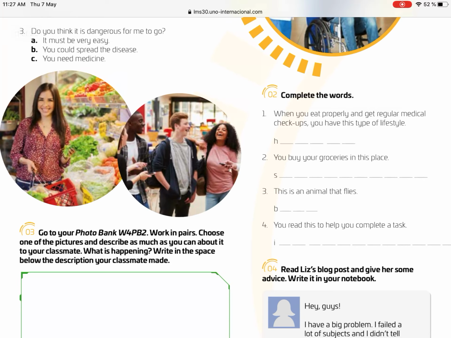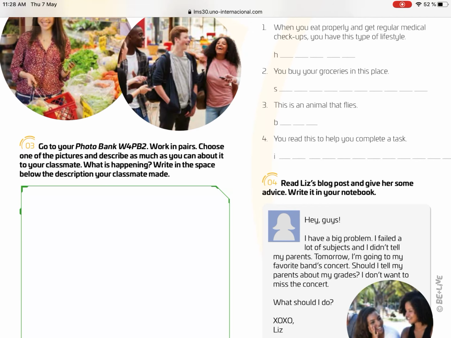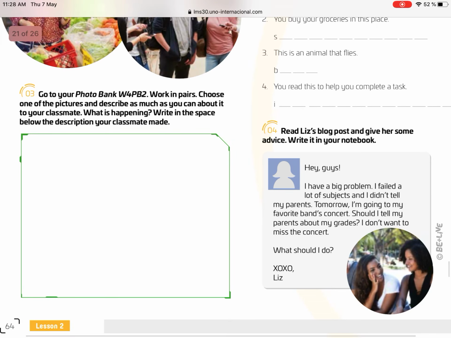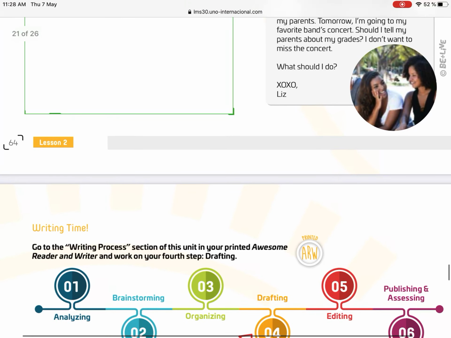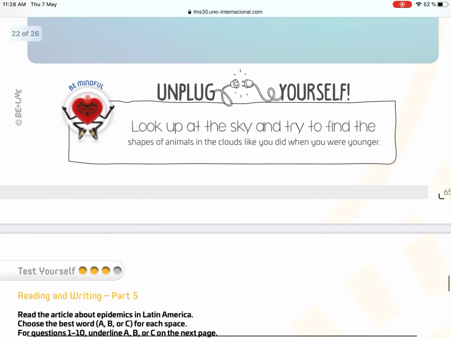Number 2, complete the words. We have these sentences, and they give you the idea of the word that you need to complete the exercise, so you have to guess it. Then we have here: go to your photo bank. That point is not necessary to do, no worries. And number 4 also is not necessary, so we just go to page 66.